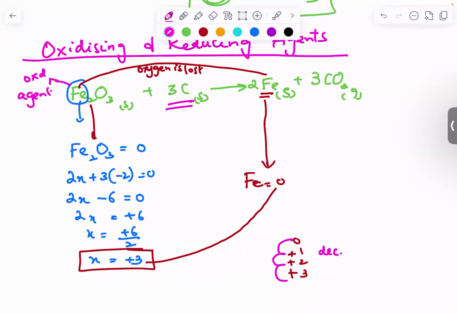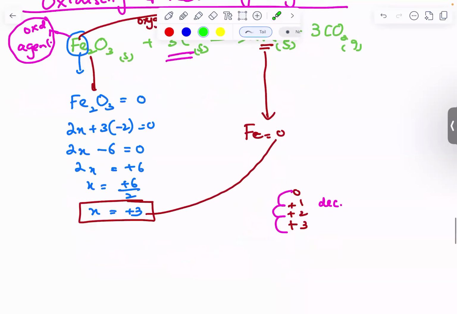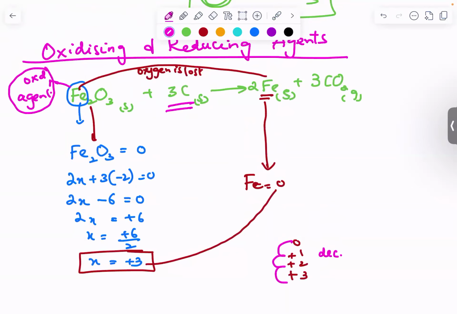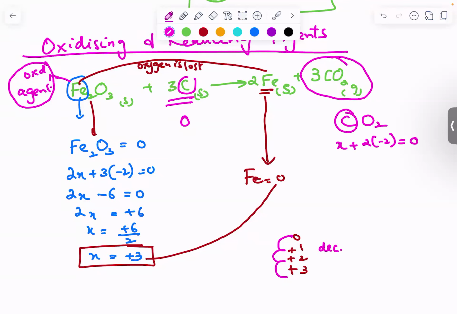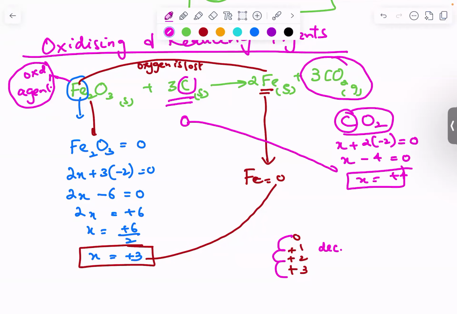If one is the oxidizing agent, the other thing should be the reducing agent. So what is it? 3C. So that would be 0, and then it changes into CO2. Let's check CO2 for carbon: x plus 2 times minus 2 is equal to 0, because there is no charge on it. So x minus 4 is equal to 0 and x is equal to plus 4. So 0 changes to plus 4.